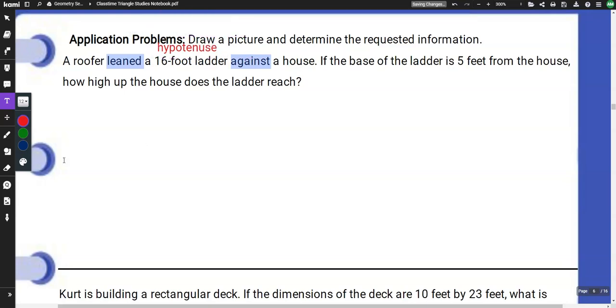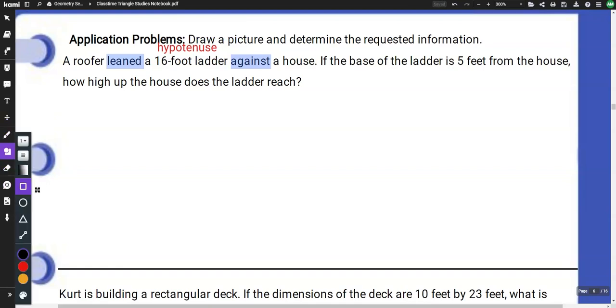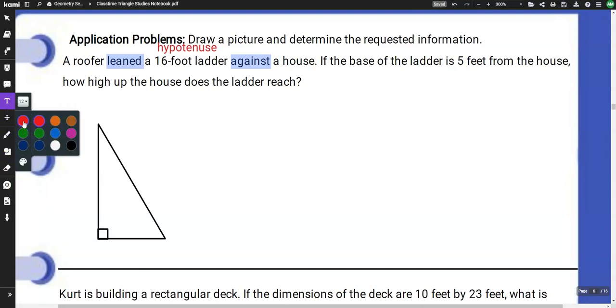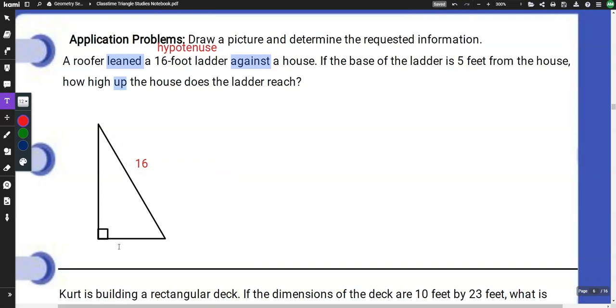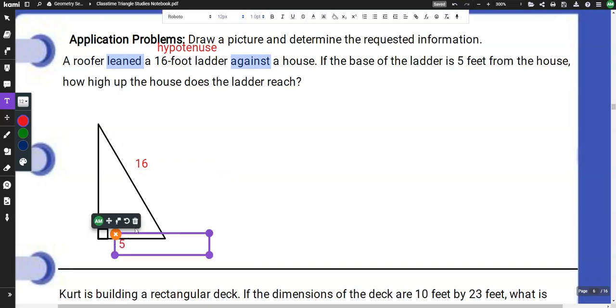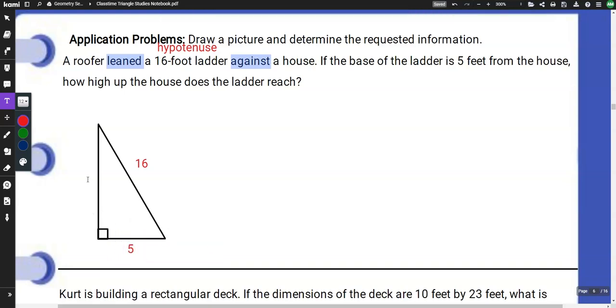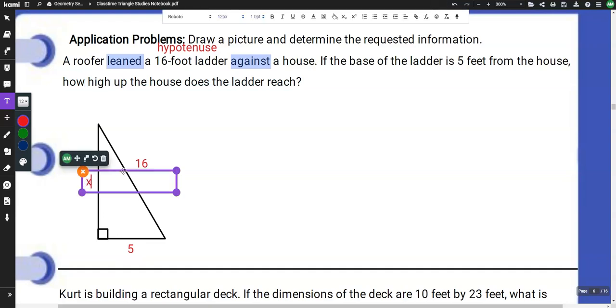If the base of the ladder is 5 feet from the house, how high up the house does the ladder reach? So I'm going to select my triangle tool. If you hold down Shift, you get a right triangle. I am going to hope that the house is square to the ground. And then I'm going to label the picture accordingly. So they say it is a 16-foot ladder. It is resting 5 feet from the base of the house. And we are trying to figure out how high up this house it goes.